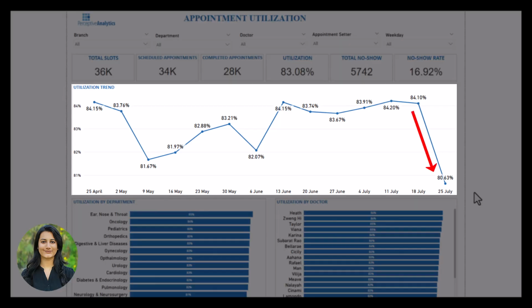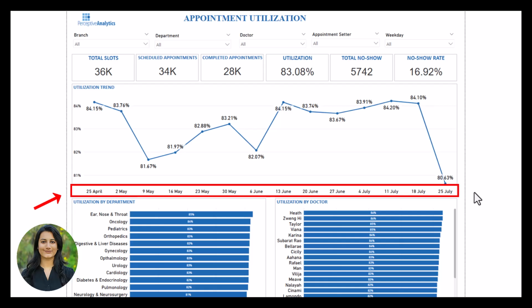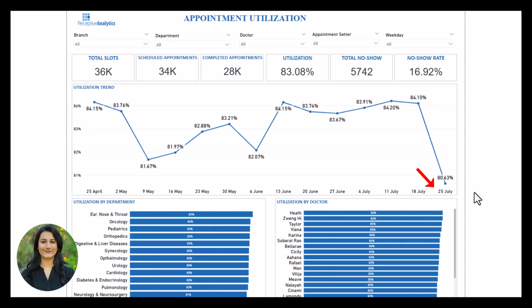We observe a noticeable drop in utilization during the week of 25th July. A sudden dip like this often signals an underlying issue, like scheduling gaps, doctor unavailability, or cancellations. Clicking here filters the entire dashboard to show data for a specific week. Let's click here and select the week of 25th July to analyze it in detail.